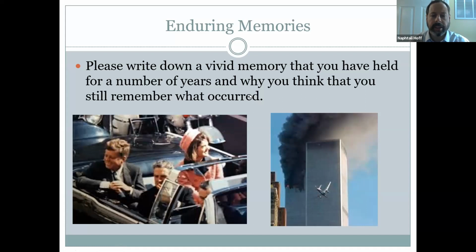I was not alive at that time. What I was alive for is the one on the right, the attacks on the World Trade Center in 2001, on 9/11. Okay, so write down, please, a vivid memory for yourself. If you want to share it with the group, you're certainly welcome to do so. But really the question I want to know is not so much what the memory was, but why you think that you still would remember what occurred.